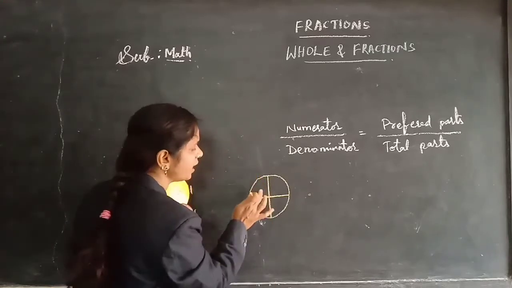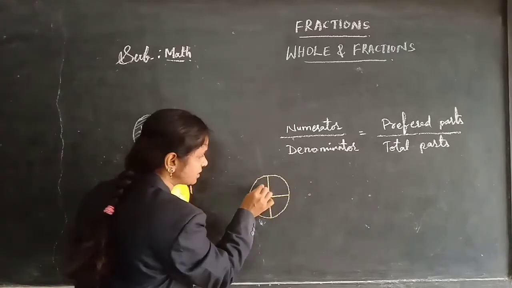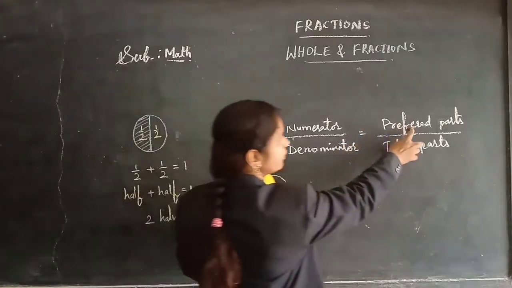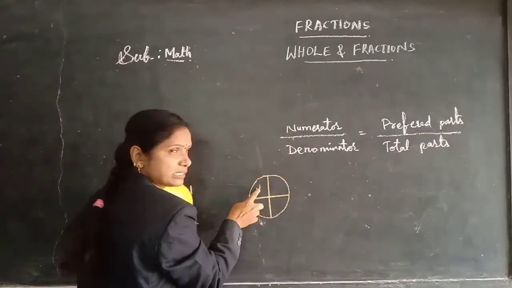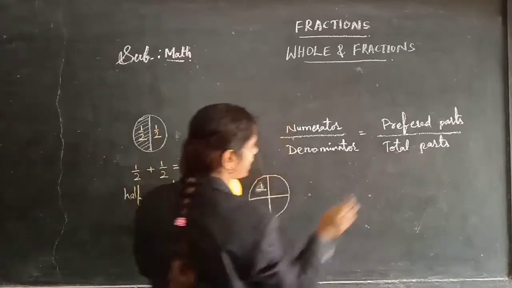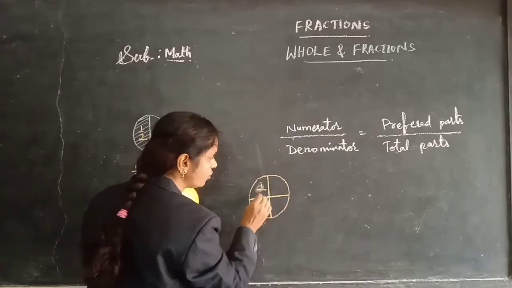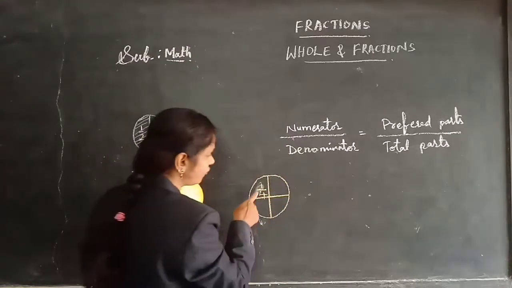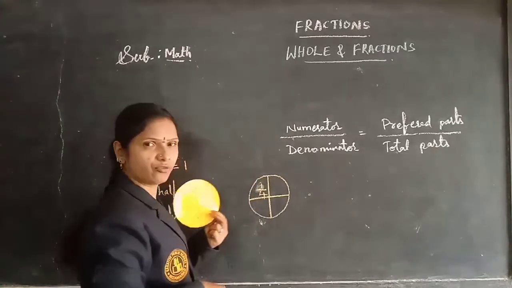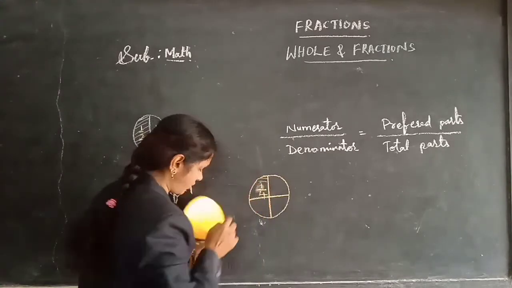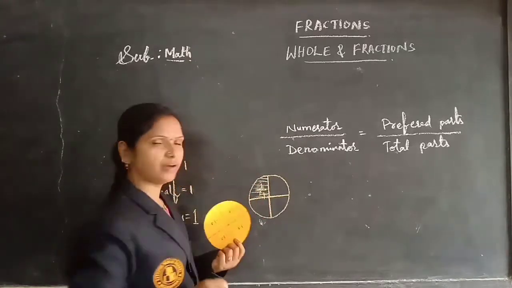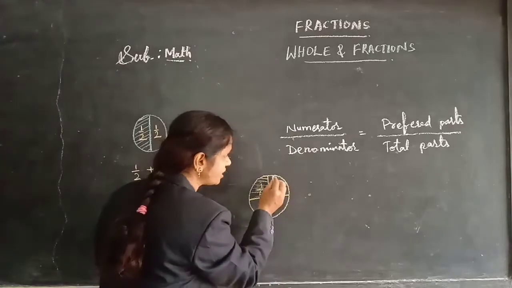Now I am writing the fraction for this part. How can we write the fraction for this part? Preferred parts: I am preferring only this part. So 1 by total parts. Total parts are 1, 2, 3, 4, so 4. I am preferring only one part by total parts 4. So the fraction for only this part is 1 by 4.